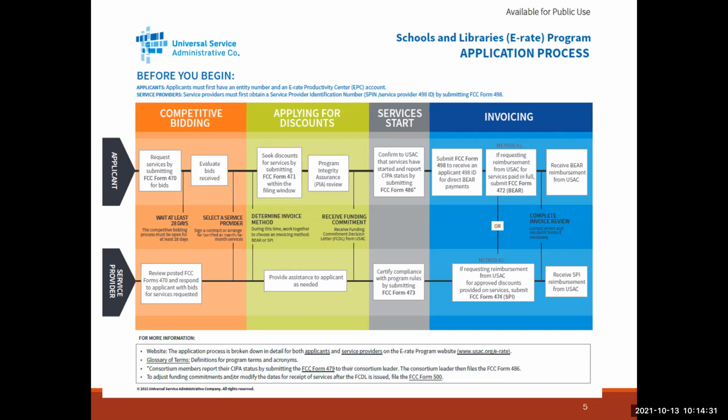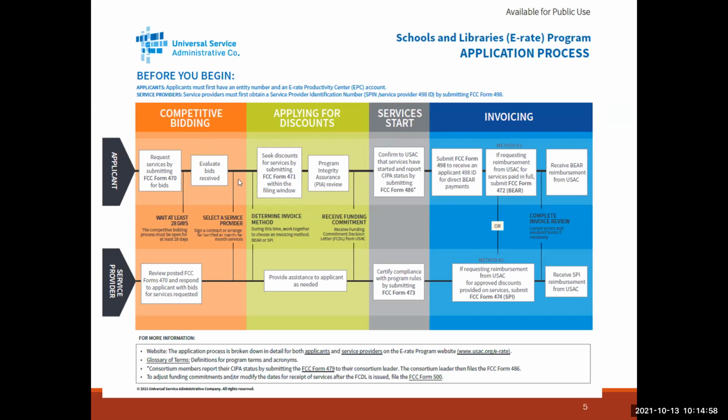So the school and the library, the applicants, they're the ones that do the bidding. They're the ones that file the application for funding. So you can see that they start with competitive bidding, which I mentioned, and you have to do a bid evaluation, and you make a vendor selection. And once you do that, then you may have to sign a contract. We'll talk about that in a few slides.